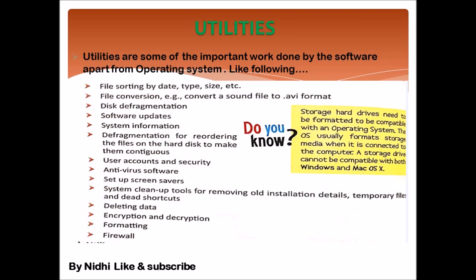For example, they are used for sorting files by data type, size, etc. They are also used for file conversion, like converting a sound file to .avi format and other formats. Disk defragmentation is also a part in which memories that are no longer in use, or that are used by the fragments, are freed. Software updates: these utilities are the programs that help in software update, system information, and defragmentation for reordering the files on the hard disk to make them contiguous or continuous.